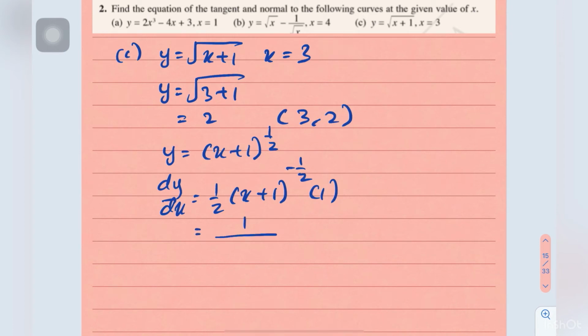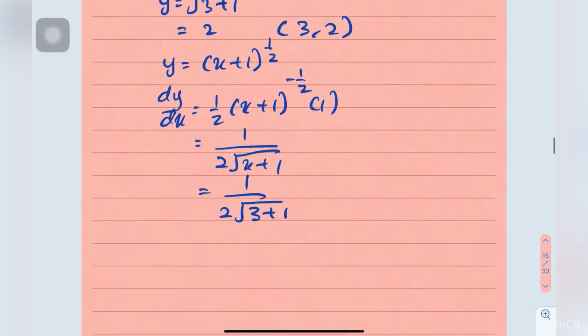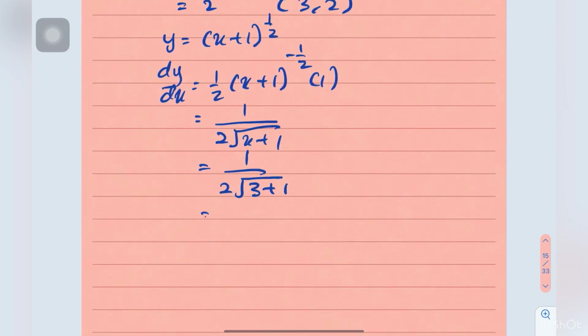Okay, here we have 2 square root of x plus 1. Then we substitute x equals 3. So 1 over 2 square root of 3 plus 1. 3 plus 1 is 4, square root of 4 is 2. So then we have 1 over 2 times 2, which is 1 over 4. So this is dy/dx. dy/dx is the gradient of the tangent.